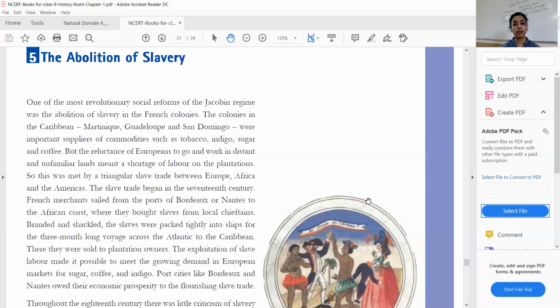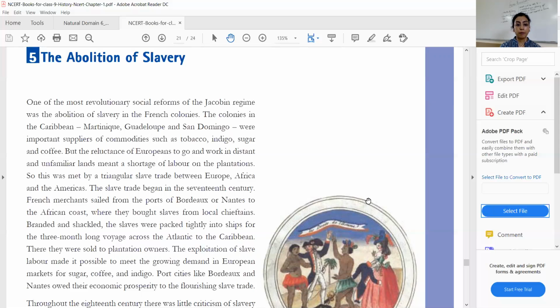The slave trade began in the 17th century. French merchants sailed from the ports of Bordeaux or Nantes to the African coast, where they bought slaves from local chieftains. You just need to remember the names here. They sailed from Nantes or Bordeaux to the African coast, and from there they brought slaves from the local chieftains.